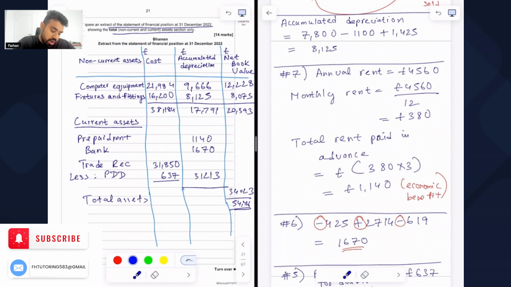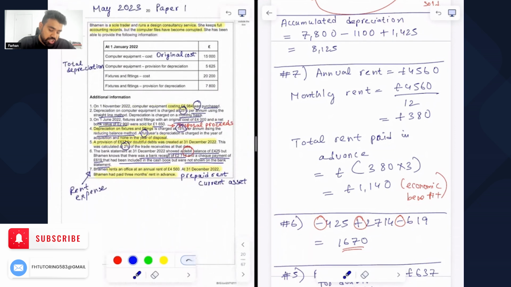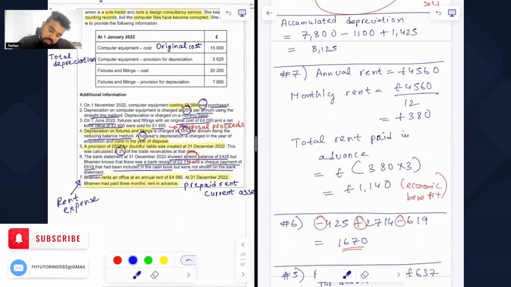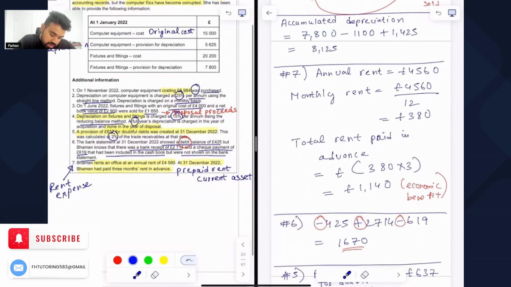Now we're going to prepare the current assets section for the balance sheet. So let's look into the remaining information that we are given. I've started with information number 7, and let's read what that says. Vaughn rents an office at an annual rent of £4,560, which means that Vaughn runs his business and the business has a rent expense of £4,560. At 31 December 2022, Vaughn had paid 3 months' rent in advance.